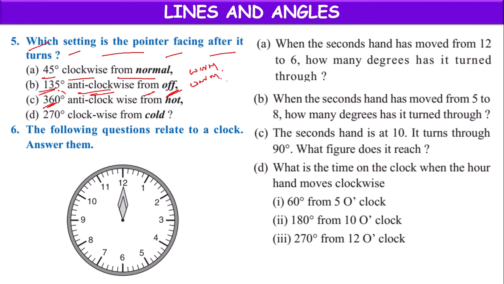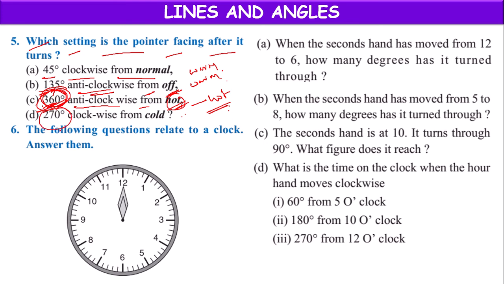Next, 360 degrees anti-clockwise from hot. No need to go through any diagram, no need to go through the clock. Simply we can tell 360 degrees means it will make one complete rotation. After making one complete rotation, it has started from hot marking, so it will be at the same position. It will be at hot.